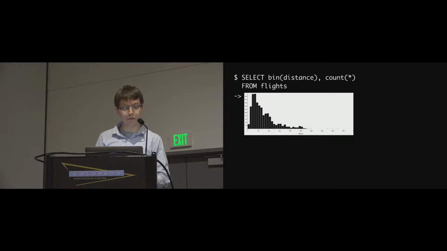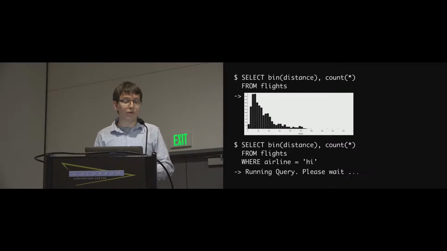So this is the distribution of flight distances. The majority of flights are shorter than 1,000 miles. Maybe if we want to better target a certain area or a certain airline, we might ask a question like, what if we look at flights for Hawaiian Airlines? Well, again, we ask the query and send it to the database, but it takes some time because this data set is very large.